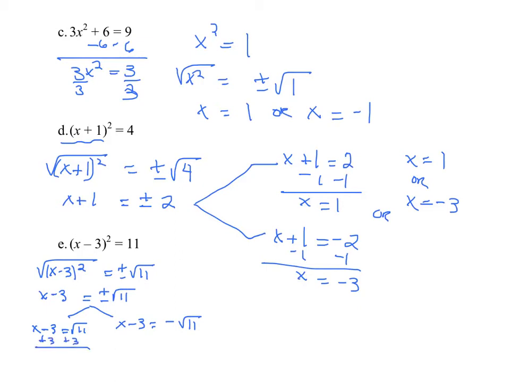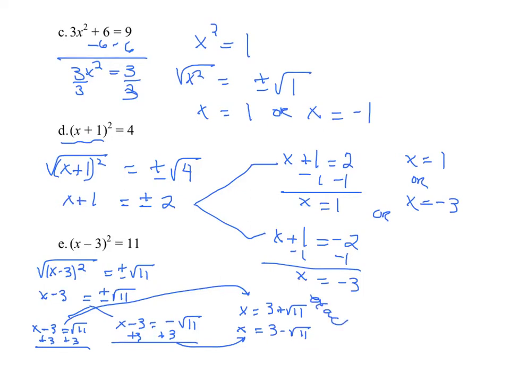So now, add 3 here. Here's my result. This guy's going to go all the way over here. So x is equal to 3 plus the square root of 11. And this guy will come here. x is equal to 3 minus the square root of 11. And these are what we call exact values. Good?